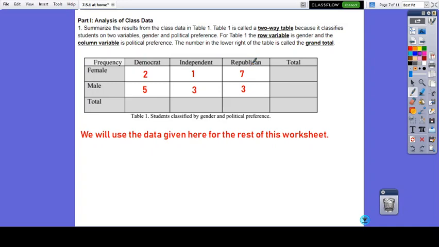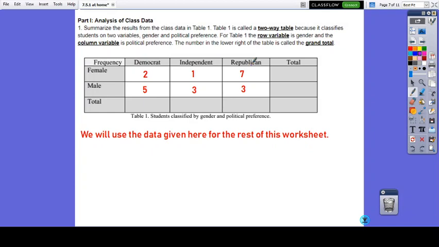So table one is called a two-way table. We've already talked about that because it classifies students on 2 variables, their gender and their political preference, which I know both are very hot topics. For table one, the row variable is gender and the column variable is political preference. Again, for the stuff that is bolded and underlined in this unit, those are essentially all the things that I would highlight. So if you want to go through and highlight all of those right now, you can, but those are all of the big terms to pull out. You don't need to know a definition for those, just know what they are, where they exist, and how they're used.